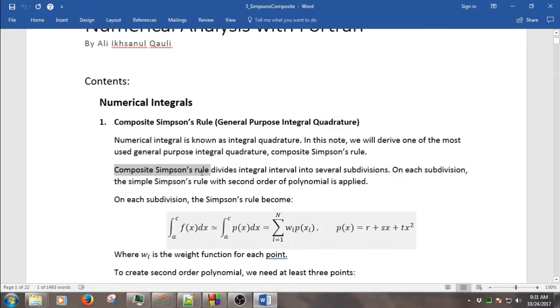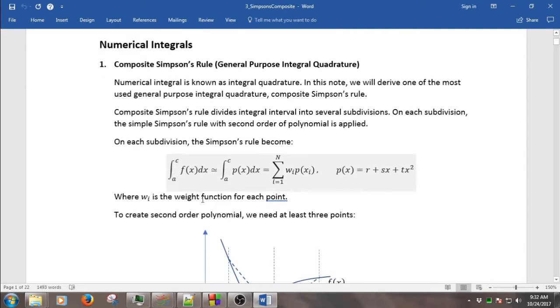So the composite Simpson's rule divides the integral interval into several subdivisions. On each subdivision, the Simpson's rule with second order of polynomial is applied. So in this case, on each division, the Simpson's rule becomes like this.